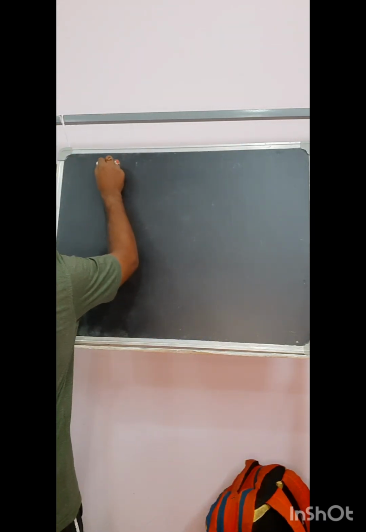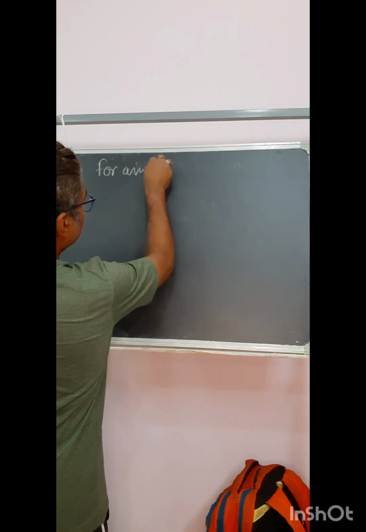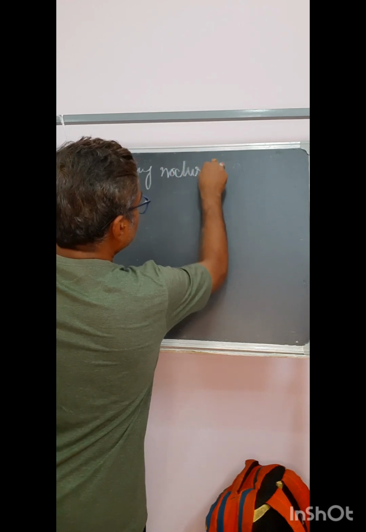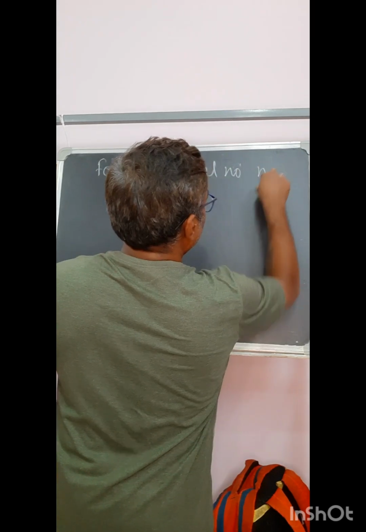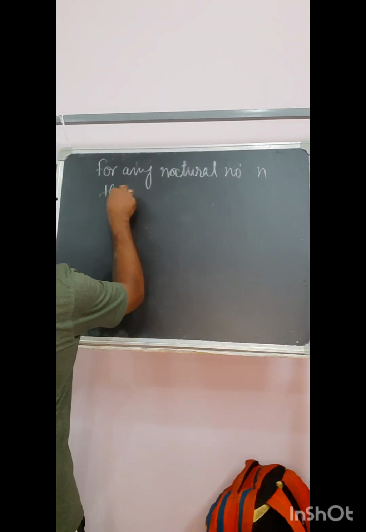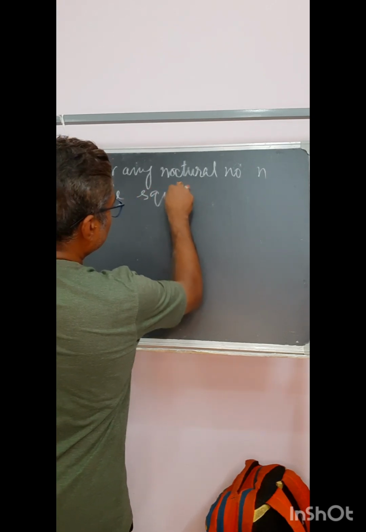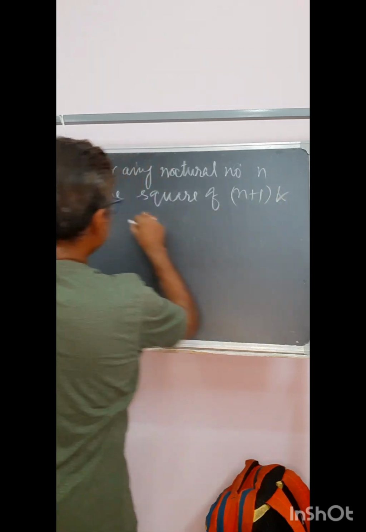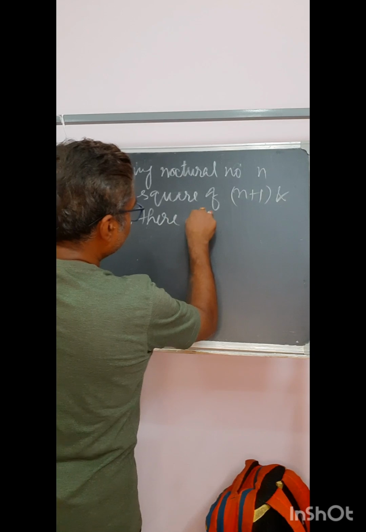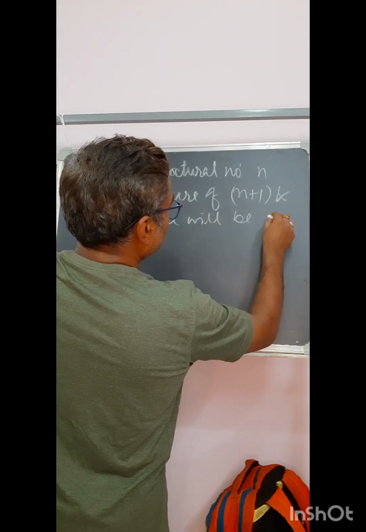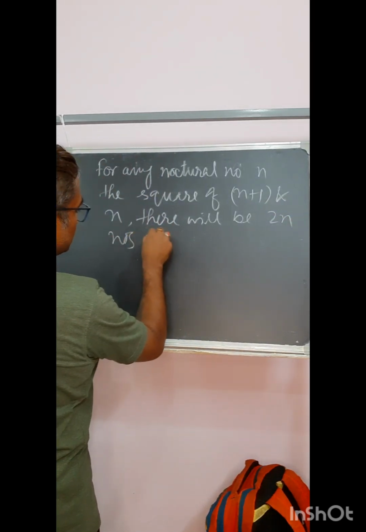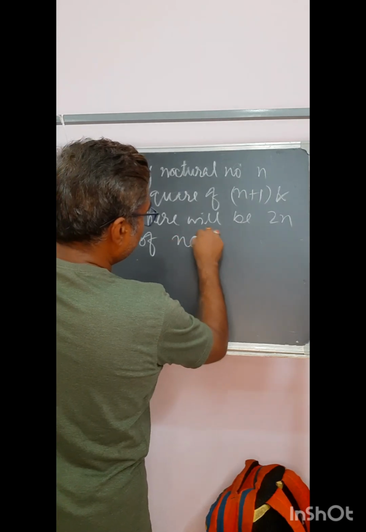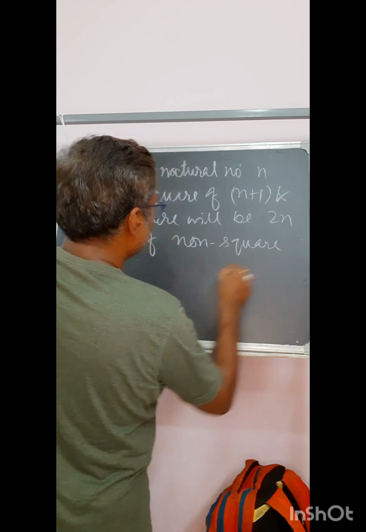On numbers. The first concept coming today says that for any natural number n, between the square of n and (n plus 1) whole square, there will be 2n numbers of non-square natural numbers.